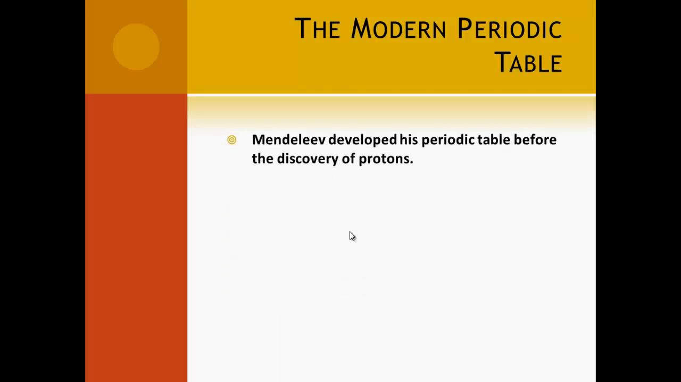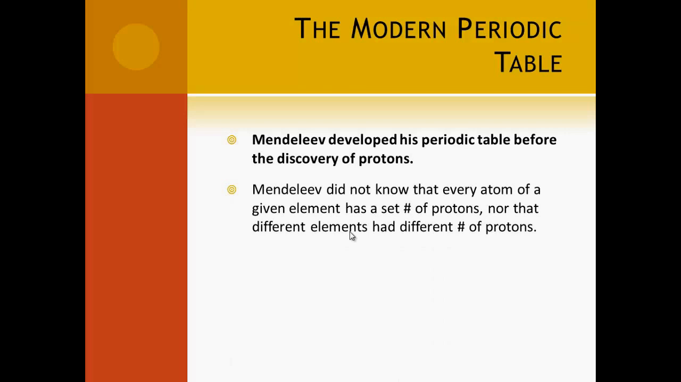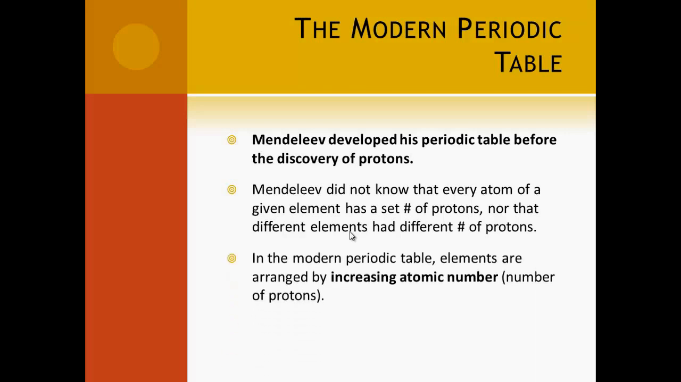Mendeleev was the guy who developed his periodic table before the discovery of the protons. He did not know that every atom has a set number of protons, nor that different elements had different numbers of protons. What he did was arrange them by increasing atomic mass, and he aligned them based on their properties. And then after the proton was discovered, now we actually rearrange them by increasing atomic number.